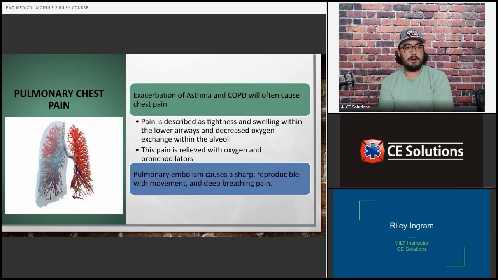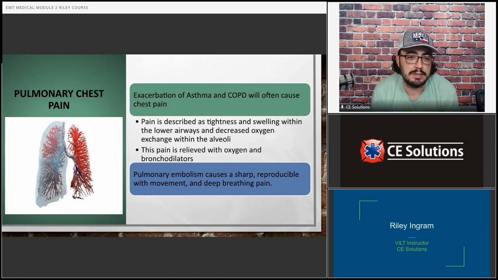All right, pulmonary chest pain. Exacerbation of asthma and COPD will often cause chest pain. And this is absolutely true. How many times did we run on those CHF patients or those COPD patients, and every time they breathe, they report that it hurts, right? Hurts every single time I breathe.